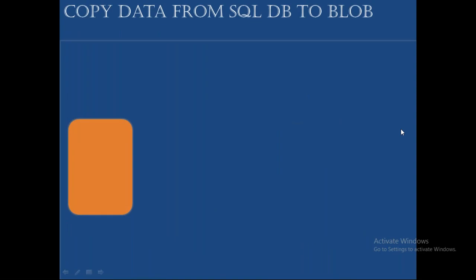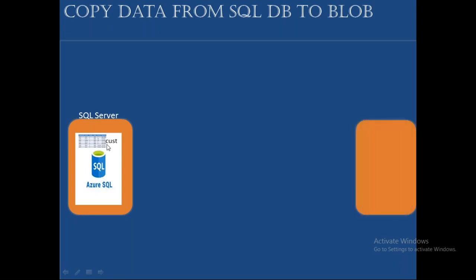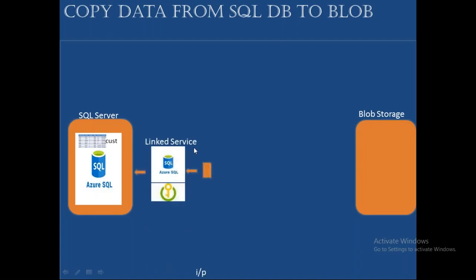Now, copy data from SQL DB to Blob storage: how will you do it? In SQL Server, you create a database, and in the database you can create a table. This table data I want to load into Blob storage. First step is you need to create a linked service, then create an input dataset to refer to this particular table, and you need to use the activity called copy activity. The sink dataset is where I want to load data into Blob storage.